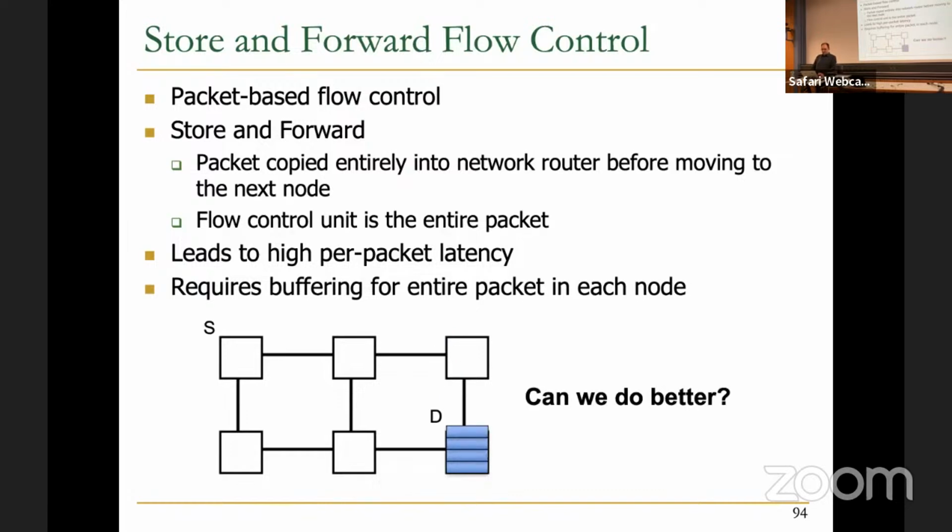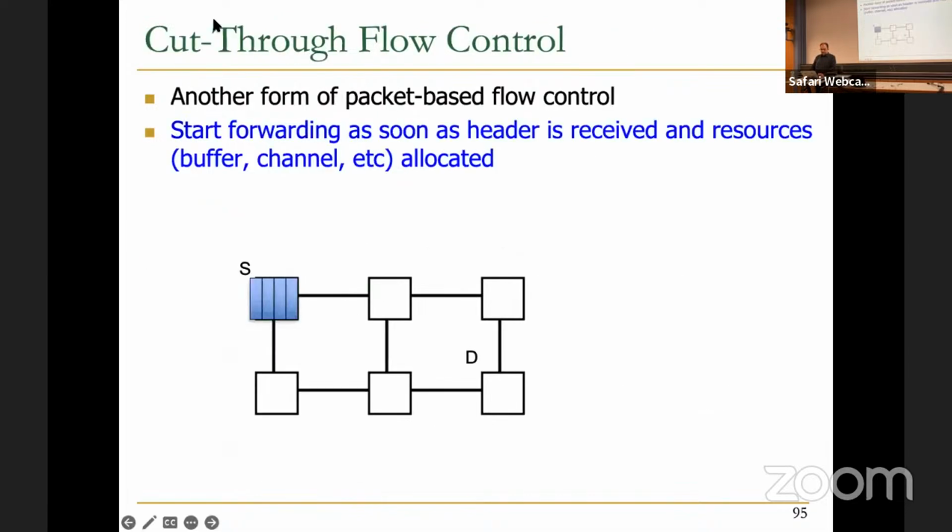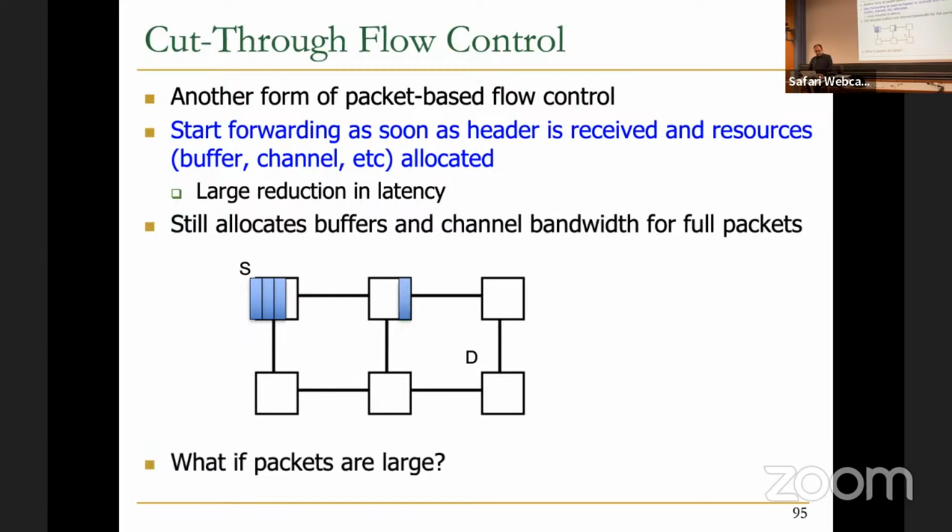So then the question is, can we do better? And of course, we can do better. We can try to pipeline it. And this is cut-through flow control, another form of packet-based flow control, where we can start forwarding as soon as the header is received and resources like buffers and channels are allocated. So you send the header. So this can pipeline the transmission.